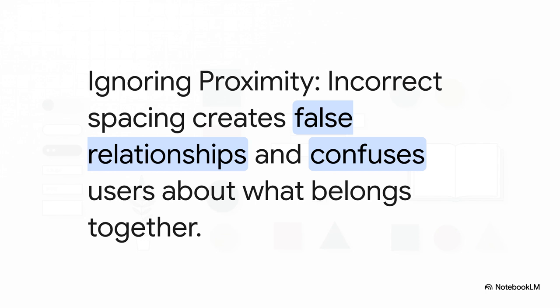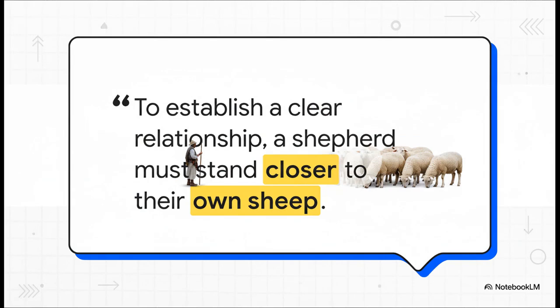The classic example, a label for a form field that's sitting smack in the middle of two input boxes. Like, which one is it for? You've just created unnecessary work for the user. And I love this analogy of the shepherd. It just makes so much sense. To show who he belongs with, the shepherd stands right next to his sheep, not halfway across the field.